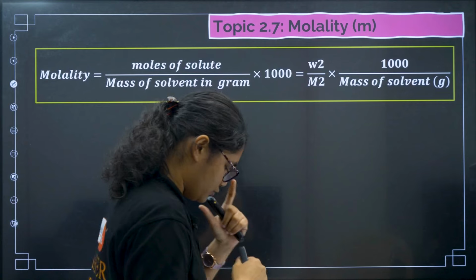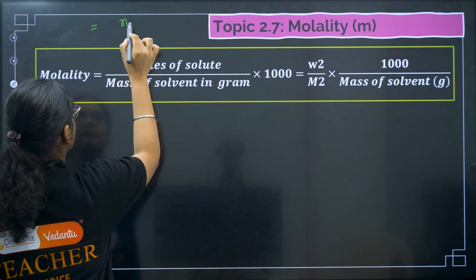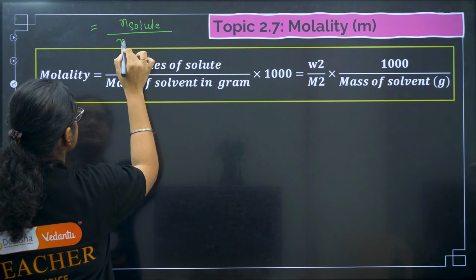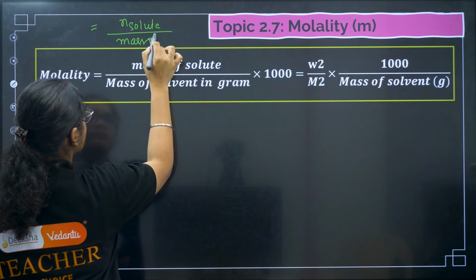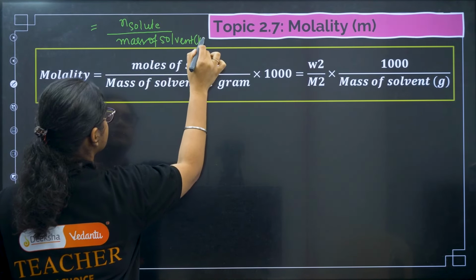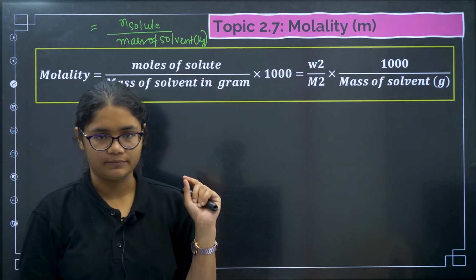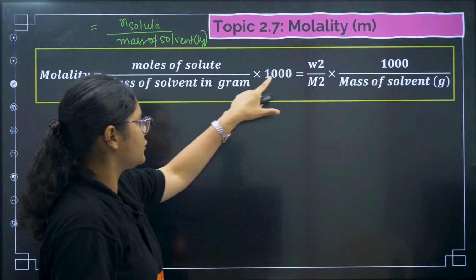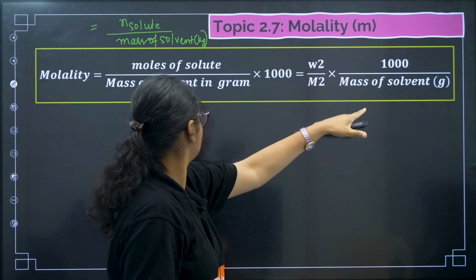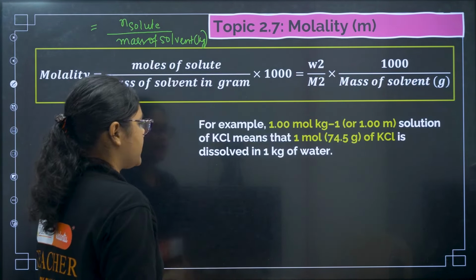Now the formula can also be number of moles of the solute by mass of solvent in kg. So if you are taking it in gram, then you need to multiply by 1000. Again, number of moles of solute can be represented as W2 by M2, into 1000 by mass of the solvent in gram. Clear?